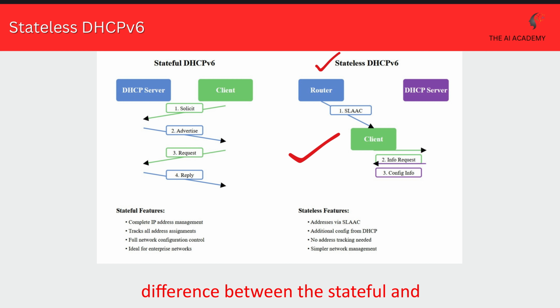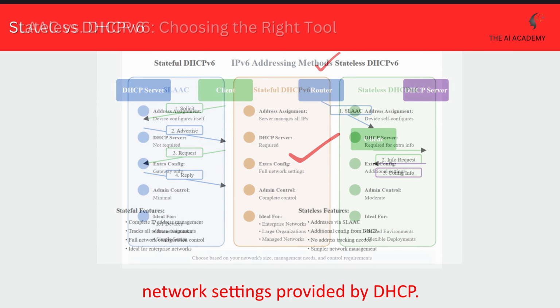The key difference between stateful and stateless DHCP is that the DHCP server doesn't manage or track the IP addresses; it's only used to supply extra information. The best use case may be networks that want the simplicity of SLAAC for address configuration but need more detailed network settings provided by DHCP.